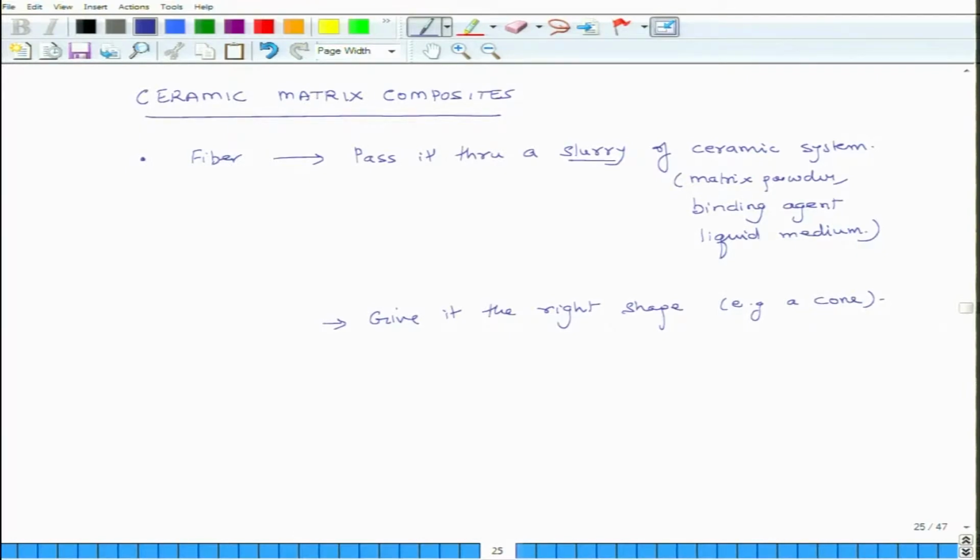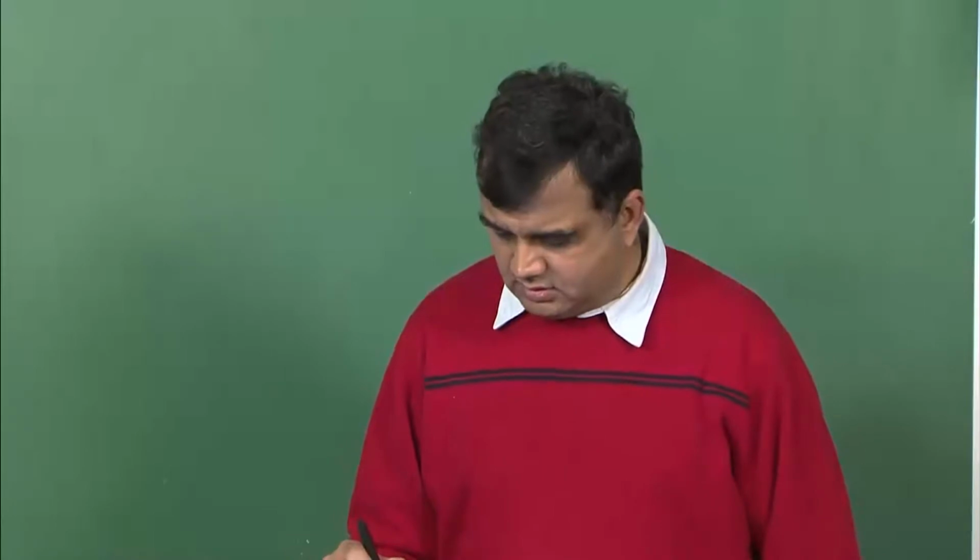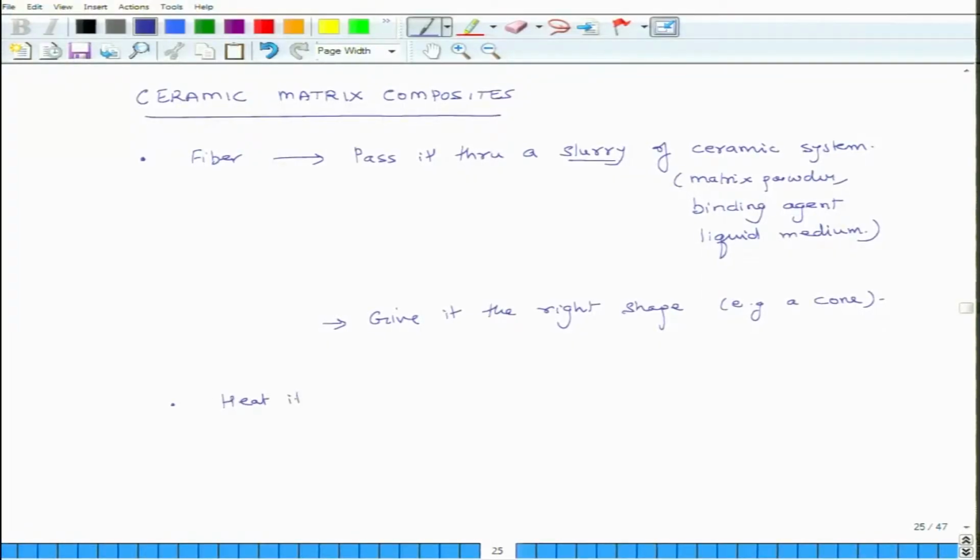This thing can still deform because it is not compact yet, and then you heat it in some sort of an inert atmosphere, maybe something like 1200 C or even higher temperatures. When you fire it, all this liquid medium goes away, the binding agent keeps things together and then it evaporates, and the only thing left in that compact form is the matrix and the fiber, held in that shape. And while you are heating it, you also apply pressure. So you have a high strength ceramic matrix composite in shape.